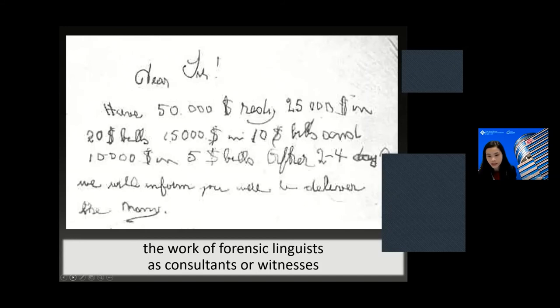For example, it says something like, have $50,000 ready, $25,000 in $20 bills, and so on. So we can analyze, of course, the content, and we can also analyze the kinds of words that people use. Are they well educated? What about the spelling? Is it standardized? Or what about other things like punctuation marks or other symbols? These are things that we're interested in.